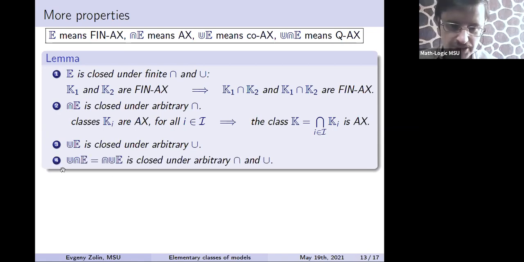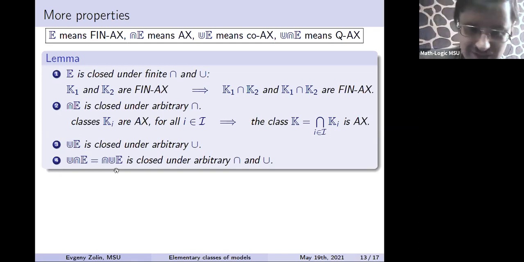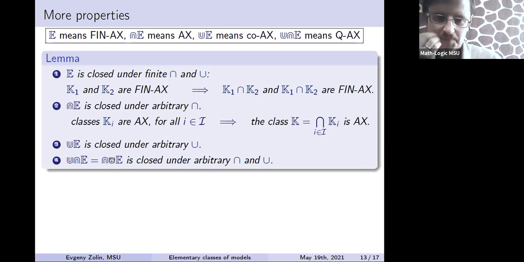And of course, our last species of classes is closed under both intersection and union. Arbitrary intersections, arbitrary unions, because it is an arbitrary union of something, so it is closed under unions. And at the same time, it is the intersection of something. Well, in fact, this equality can be explained very easily.